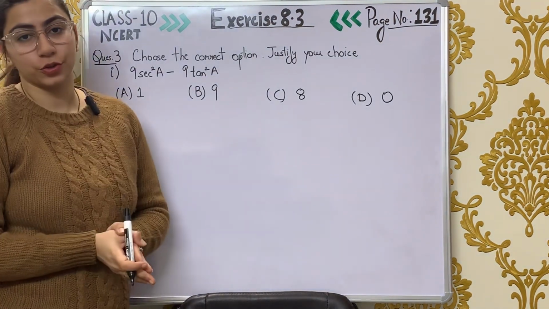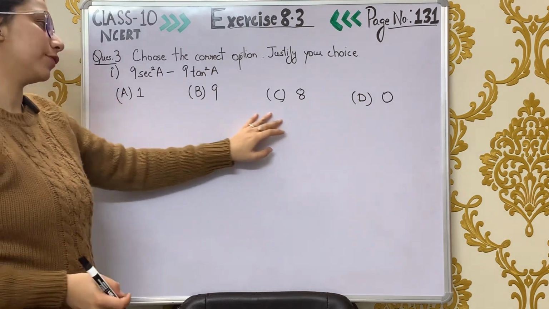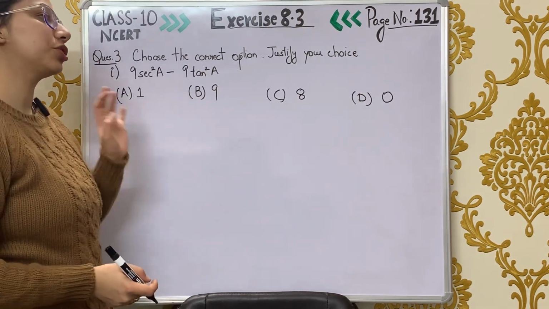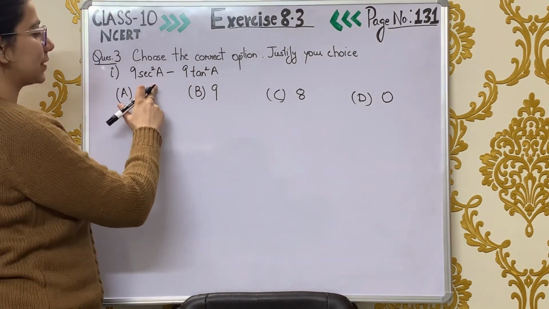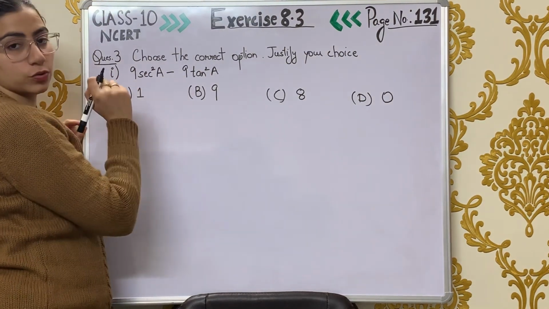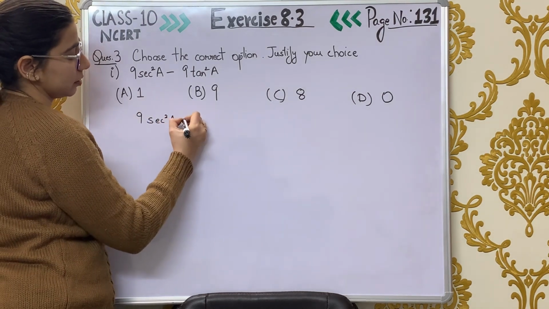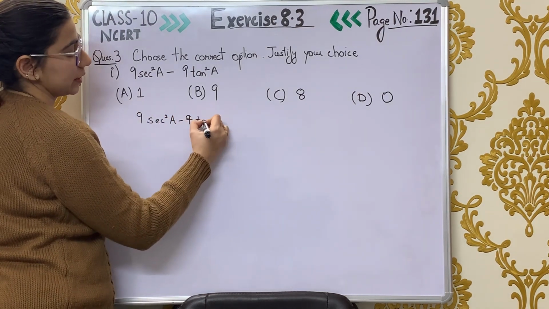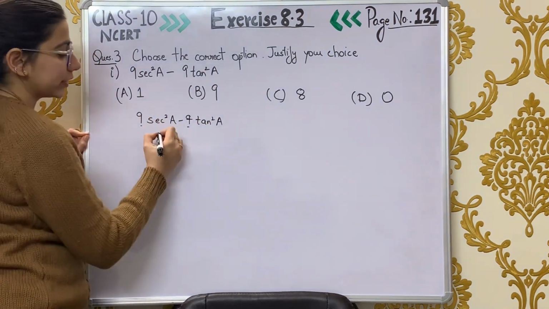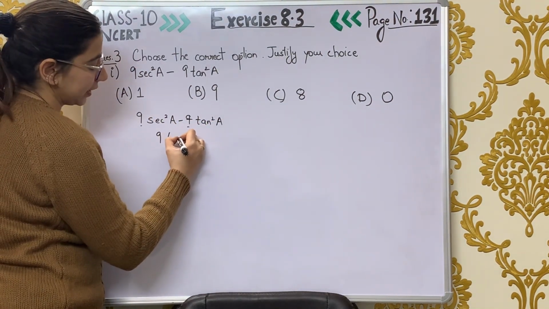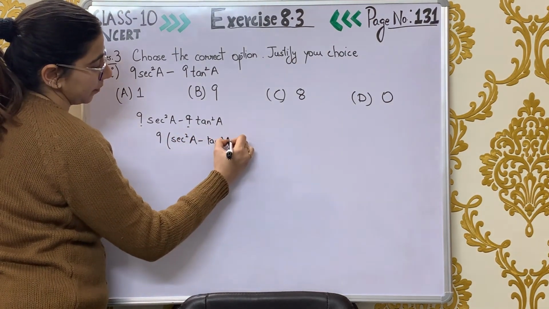Let's start with the third question now. We need to find the correct option out of the 4 given to us, and we also need to justify why we have chosen that answer. So the first part given is 9 secant square A minus 9 tan square A. Let's solve this. We see that 9 is common in both terms, so can I take it common? So we get 9 into secant square A minus tan square A.